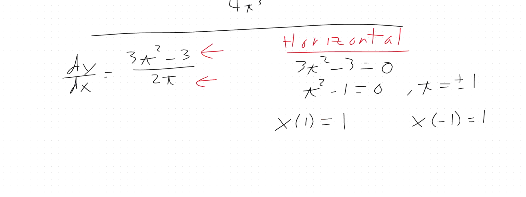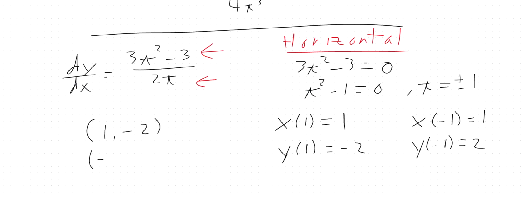For our y, when we plug in 1 it is going to be 1 cubed minus 3 times 1, so -2. And y at -1 is going to be -1 plus 3, so 2. So it's going to be horizontal at 2 points: (1, -2) and (1, 2). Now our t values.